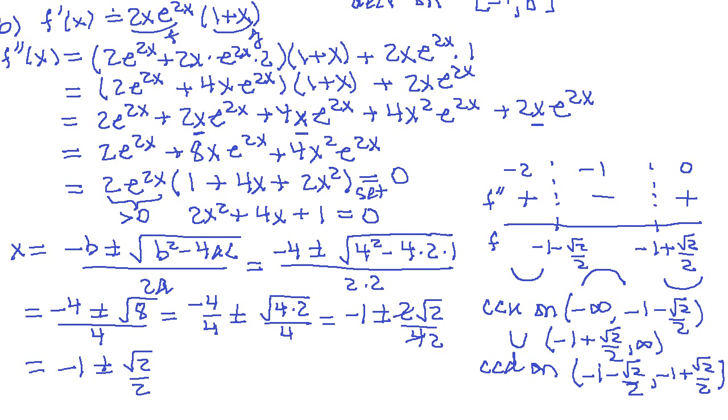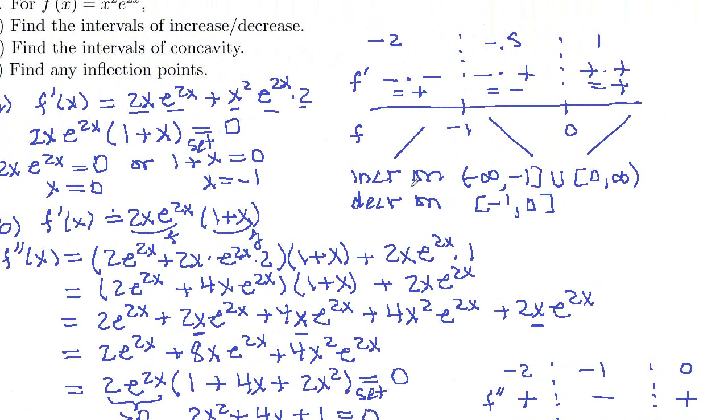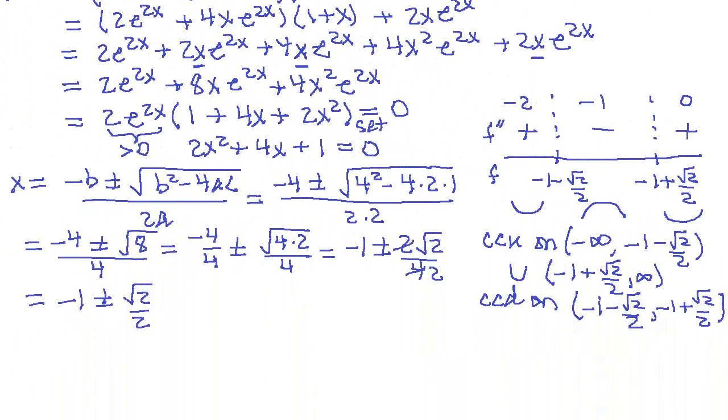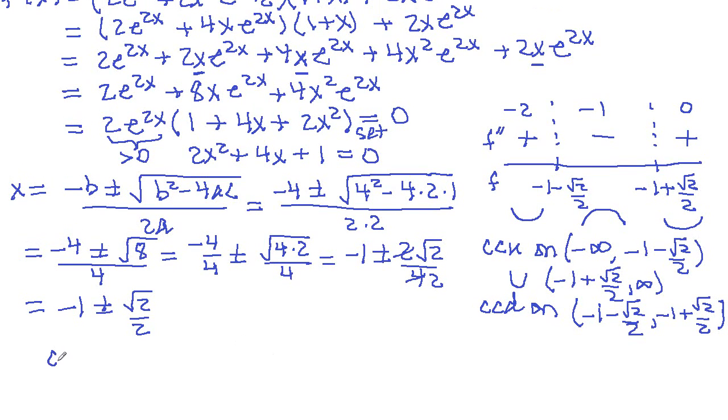And then they want to know, do we have any points of inflection here for part C? So that's part B, got our concavity. And then part C, we are going to have 2 points of inflection because it changes from concave up here to concave down here, and then concave down back to concave up. So these are both x-coordinates of inflection. So our points of inflection here are going to be negative 1 minus root 2 over 2.